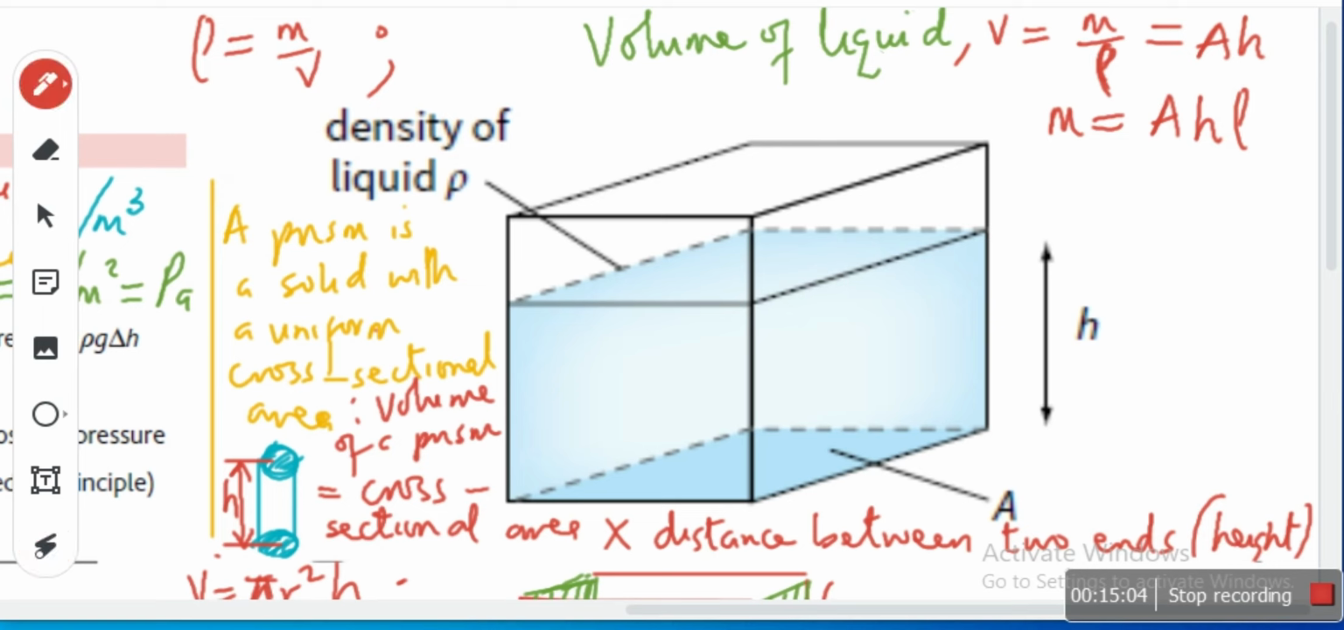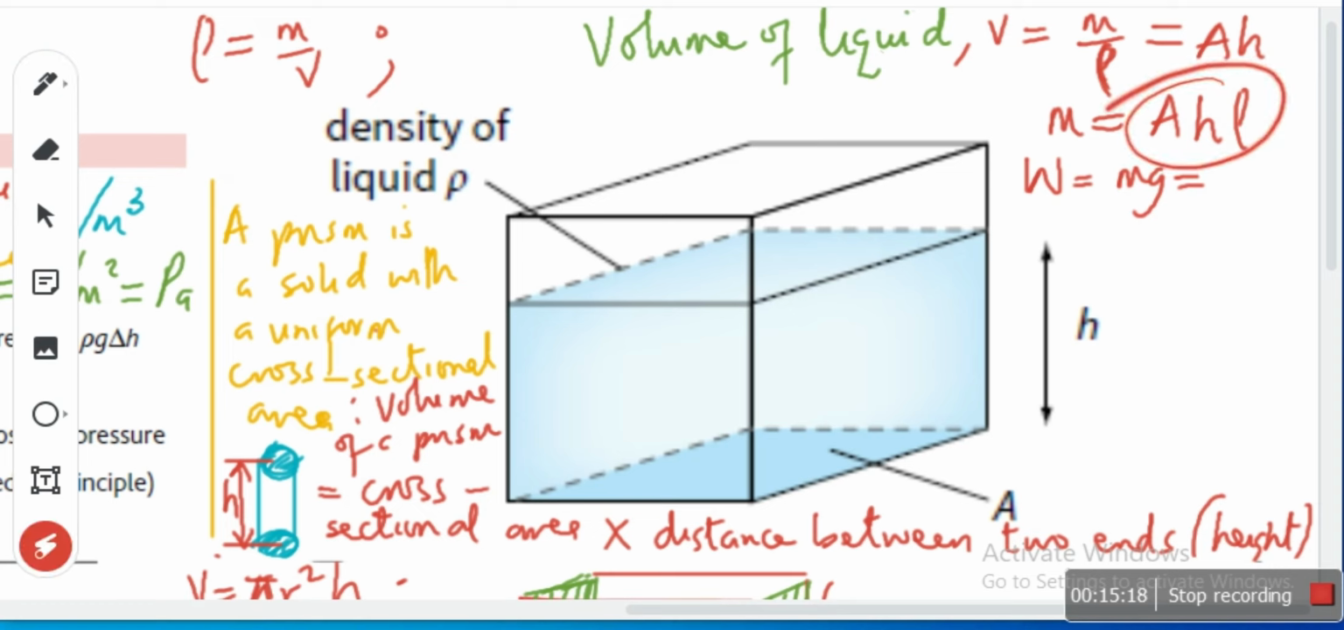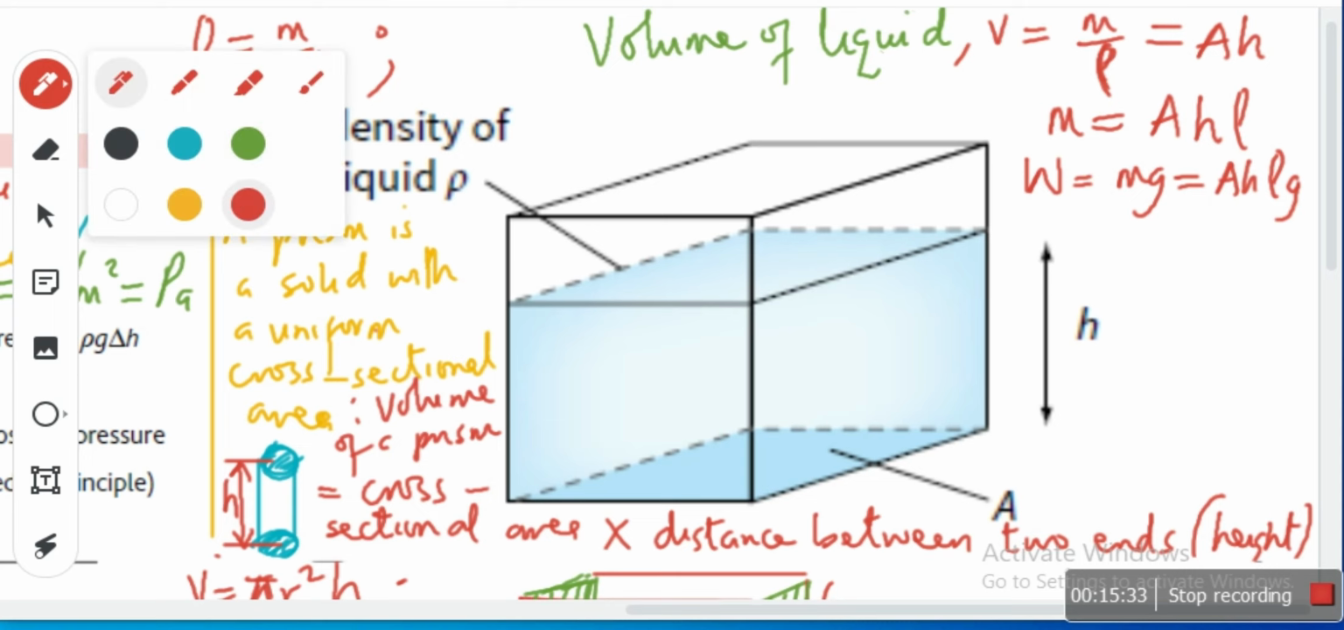So what's the weight? Remember, weight is equal to mg. Please take note of this. What's the weight now? Mg. Now we know mass, so AH rho g, is it not? Beautiful. So weight is AH rho g. Are you good with that? You know the weight is the force.